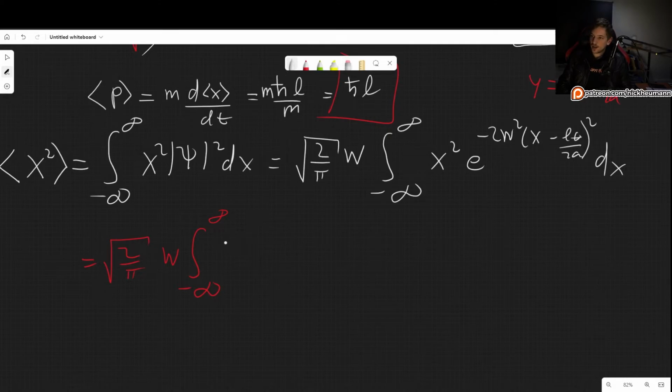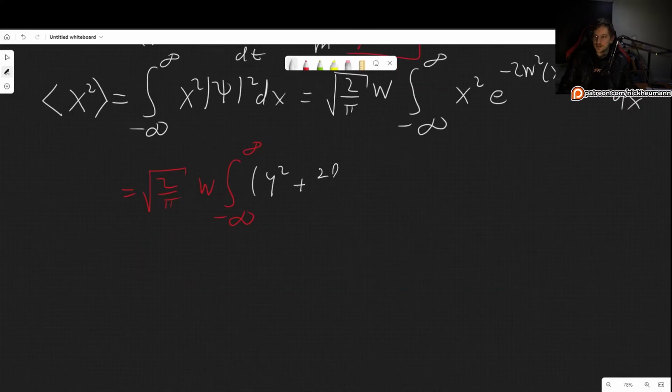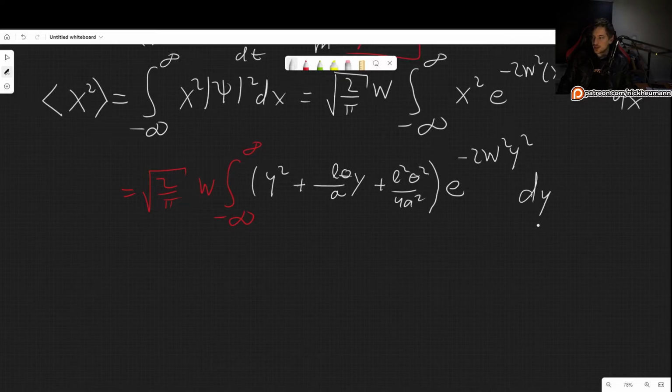And x squared is going to be (y plus Lθ over 2a) squared. But we can just write it out explicitly right away as y squared plus 2 times Lθ divided by 2a times y. This time, of course, the 2's cancel out, and we also get our y. And finally, we get L squared θ squared over 4a squared. Okay, and then we have e to the minus 2w squared y squared dy.